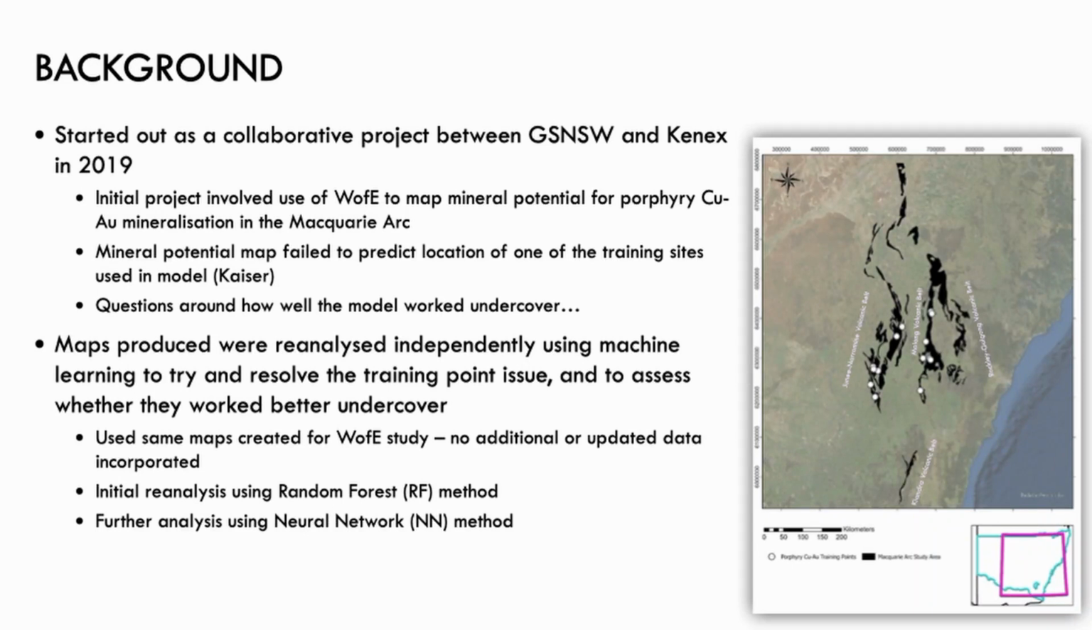So it became a bit of a personal challenge for me, and I was trying to figure out a way to revise the models to effectively target that training point at Kaiser, as well as to see if I could improve the results undercover. So I looked at using the maps that were part of that original study. There was no new data incorporated, there was no updated data incorporated. It was using exactly the same data as the study in 2019, but just reanalysing it using different machine learning methods. And those were using random forests and neural networks.